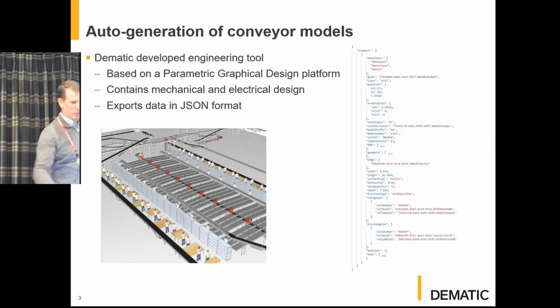Just a little background on where we're coming from. We have an engineering tool that all of our controls and mechanical engineers use. It's developed internally at Dematic, based on a parametric graphical design platform from a third party. It contains all of our design information. So everything inside the warehouse is really captured inside this design tool, whether it's what type of materials we're handling, cable routing, cable connections, all that information is in there.